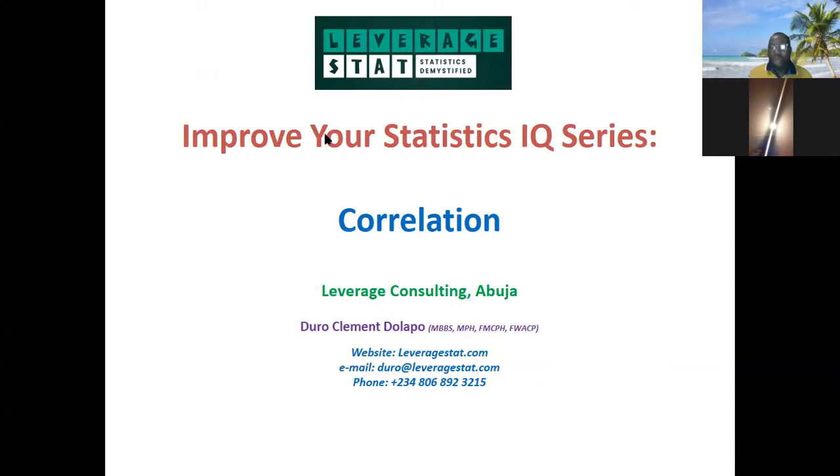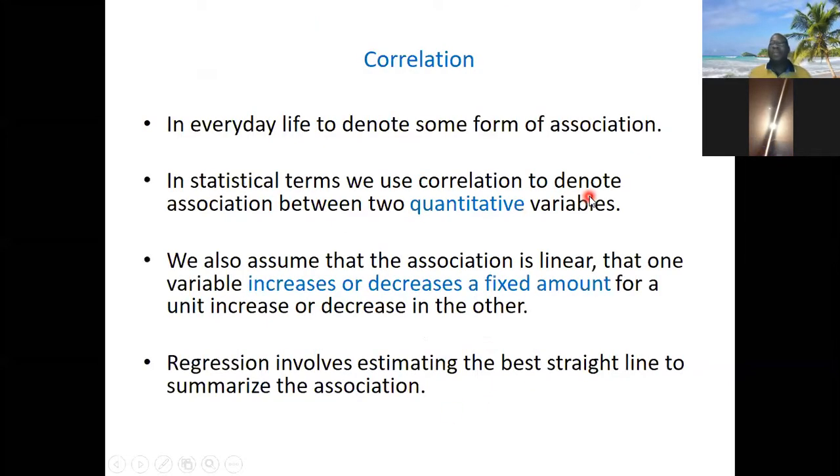I wouldn't know if everybody that is here now was around, but let me just quickly run through what we first of all discussed. Correlation in everyday life denotes some form of association. In statistical terms, we use correlation to denote association between two quantitative variables. We established that fact last week. It has to do with two quantitative variables.